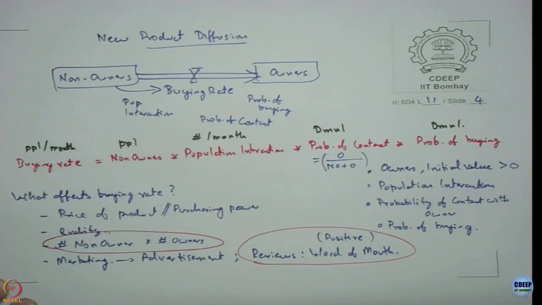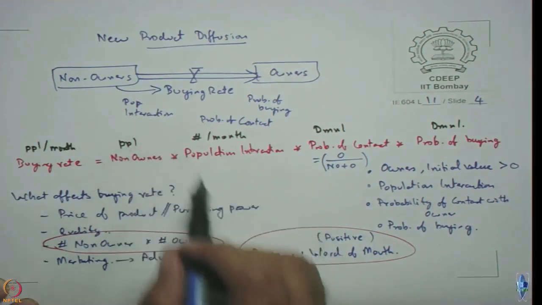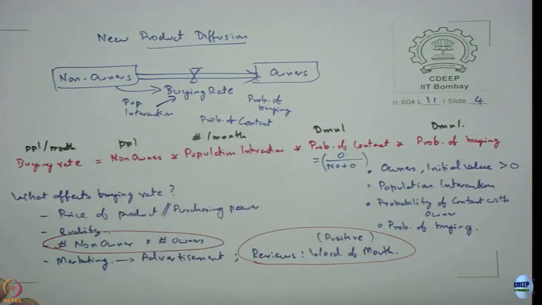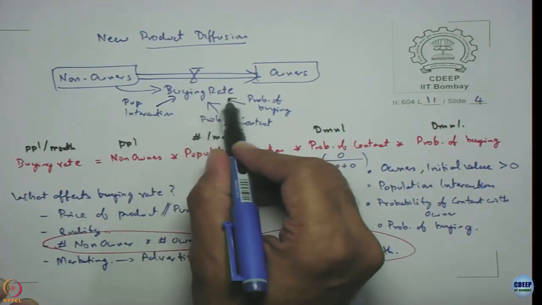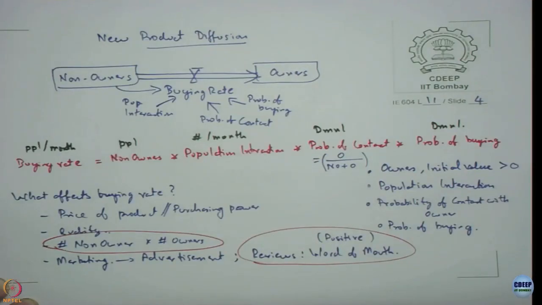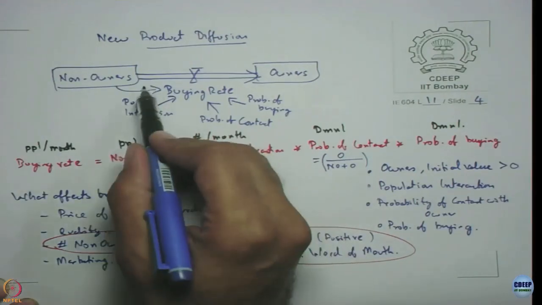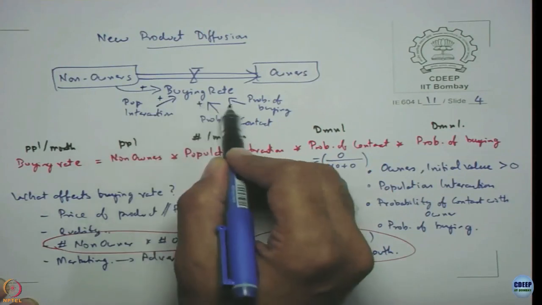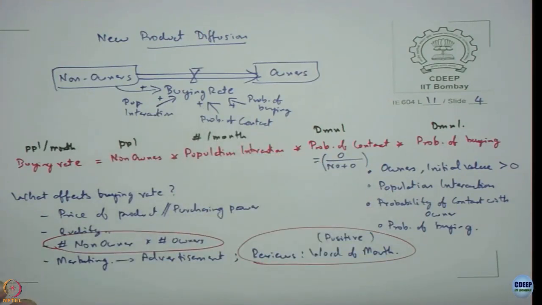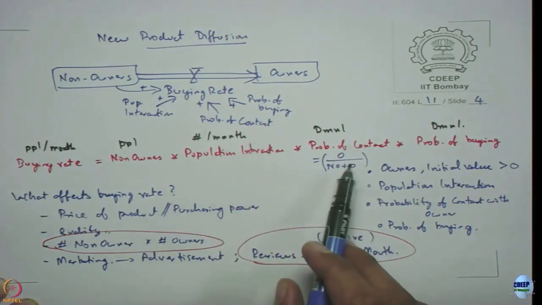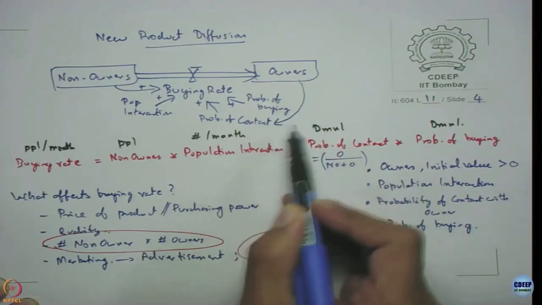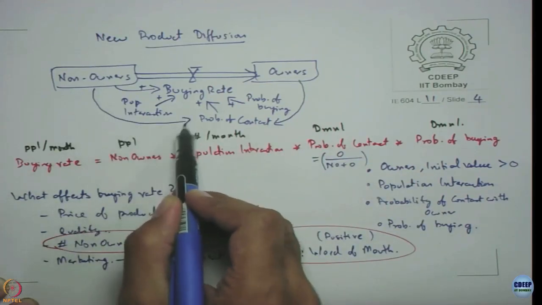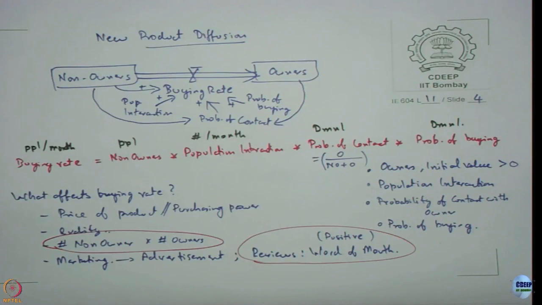So, let us link it here. Population interaction affects it directly. Let us link it. Probability of contact, probability of buying. As each of them increases, I am going to have larger buying rate. But the probability of contact is ratio of owners by non-owners plus owners. So, I need to connect it like this, right here.